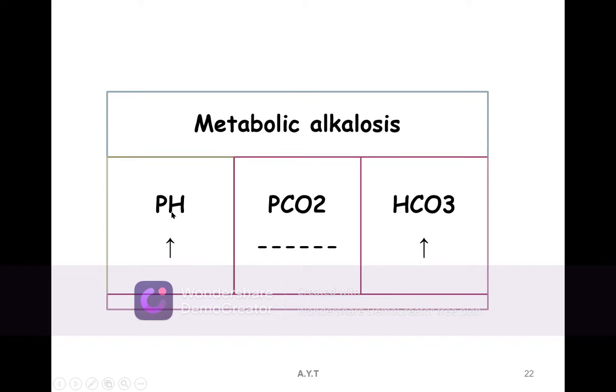On the other hand, the pH is up, the PCO2 is normal, and the bicarbonate levels are higher, more than 28. 22 to 28 is normal. The higher pH means alkalosis, and the higher bicarbonate levels cause the metabolic alkalosis.